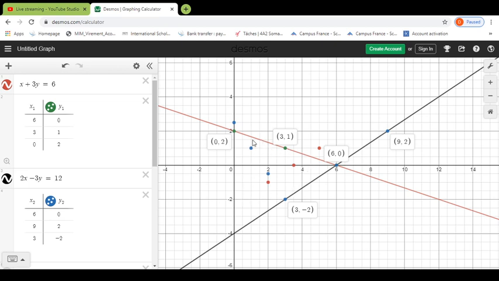These are the questions that are asked from your examination point of view. Such types of questions are important, like shade the triangle formed by these two lines and the y-axis. So this is the y-axis, you will be shading it.